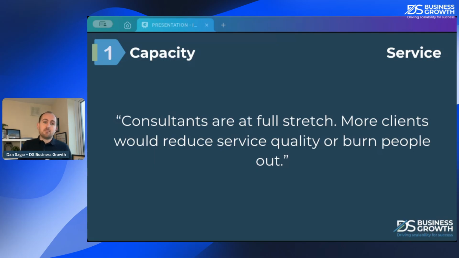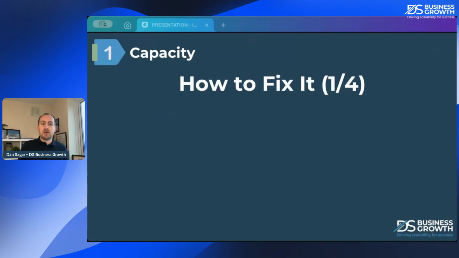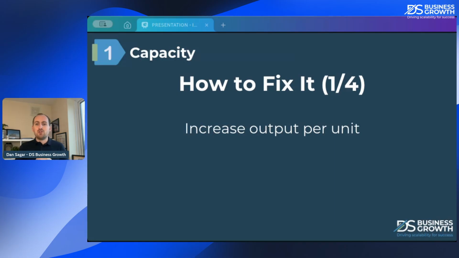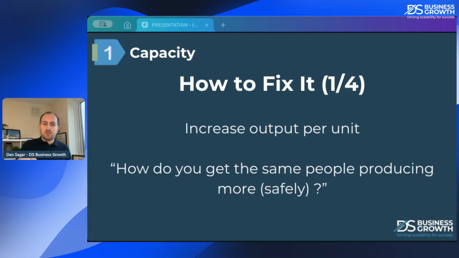So for this particular constraint, capacity, I've got 4 potential fixes that you can look at. First of all, it's all about increasing the output per unit. So it's getting the same people producing more, safely and effectively. With our plumbing supplier, could people pick more accurately? Are we making mistakes? If we get things more accurate, we're getting people to be more effective within the same speed.